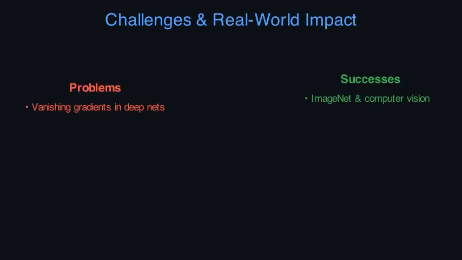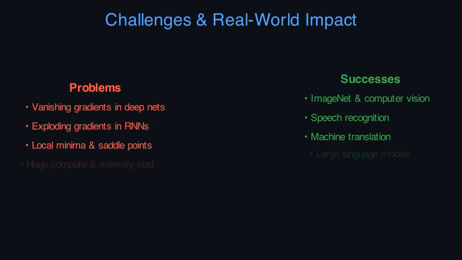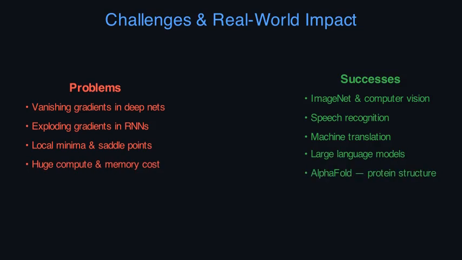Backpropagation is powerful, but it is not magic. Gradients can vanish in very deep networks, they can explode in recurrent ones, the loss surface is riddled with local minima and saddle points, and the whole process is computationally expensive. Despite all of this, backpropagation made the modern AI revolution possible. From ImageNet to speech recognition, to machine translation, to large language models, to AlphaFold predicting the three-dimensional structure of every known protein, all of it is trained with backpropagation.